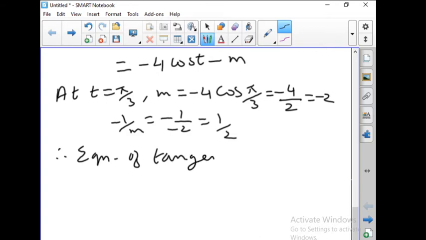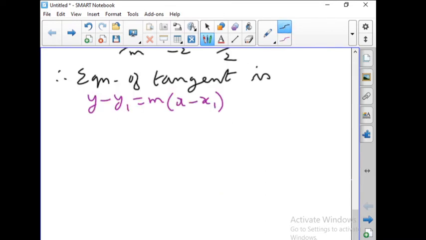the equation of tangent is y minus y1 equal to m into x minus x1. Okay, I have already told you that you can also take it as y minus b is equal to m into x minus a. Like that also you can take. So now what is y1? y is 2 sin square t. So y1 is 2 sin square pi by 3.